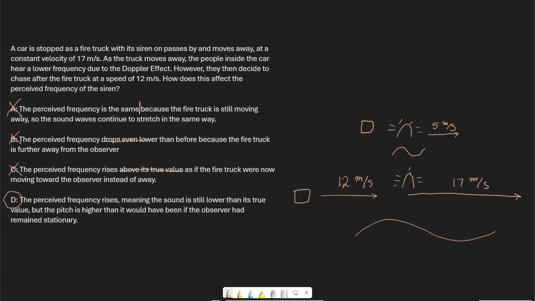Again, a bit of a tough problem, but thinking about the Doppler effect in terms of relative velocity is a great way to get a conceptual and intuitive understanding of this. And that's really all you need to know for the MCAT, is to have that conceptual understanding of what's going on, right? So the correct answer here is going to be D.